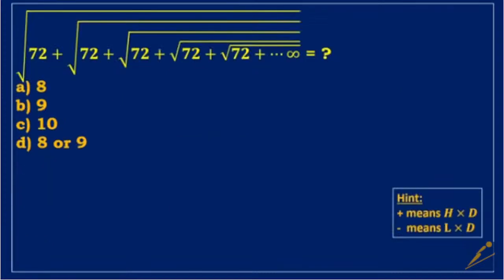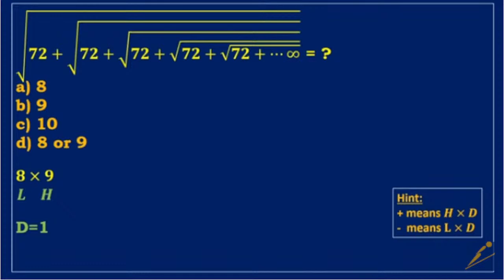How to simplify the square root of 72, plus under the square root of 72, plus under the square root of 72, plus under the square root of 72, plus continues up to infinite. In math, 72 can be written as 8 multiplied by 9, or 8 times 9. The smallest value is 8, the highest value is 9, and the difference between these two values is 1. There is a really interesting math trick behind it.